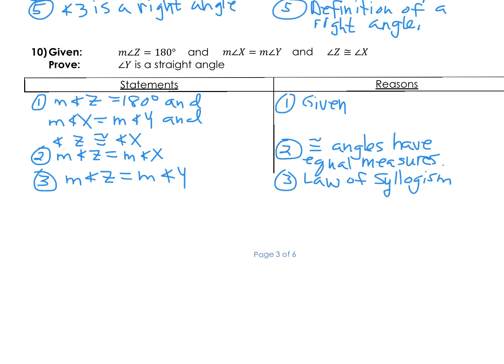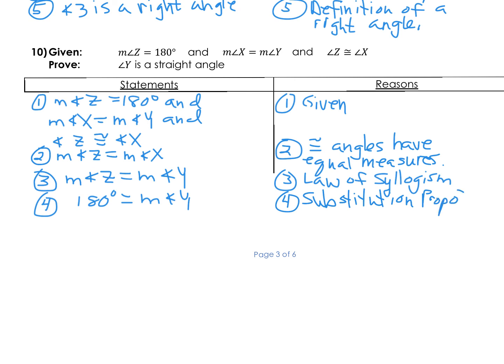Okay. Then now that I have the measure of angle Z here, can't I substitute in 180 degrees here? And now I've gotten rid of the angle Z and I'm only down to the angle Y, which is what I want because I just want to talk about Y. So I'm going to use substitution here, substituting in for the measure of angle Z, its value, 180 degrees, is exactly equal to the measure of angle Y. So that is substitution property of equality.